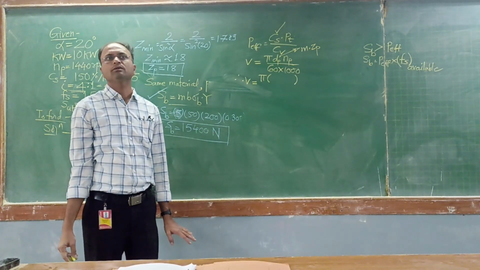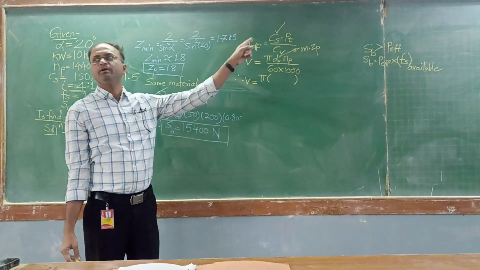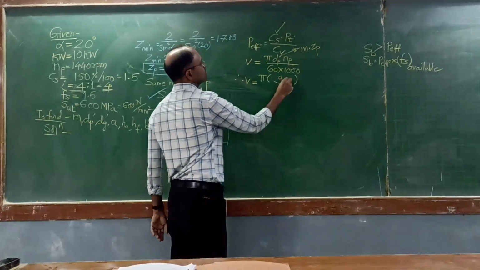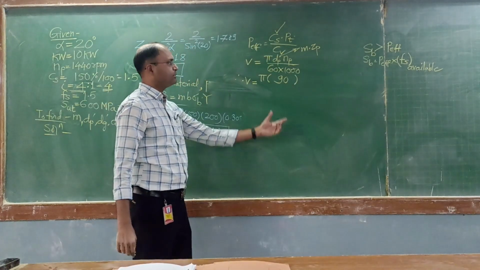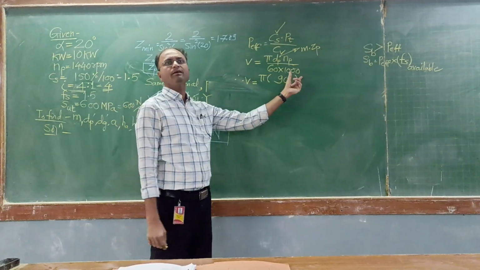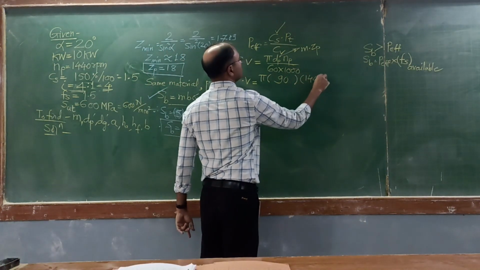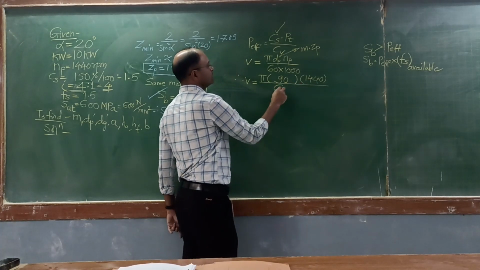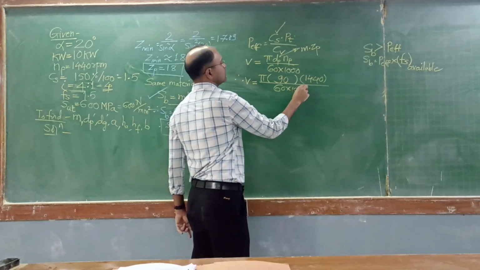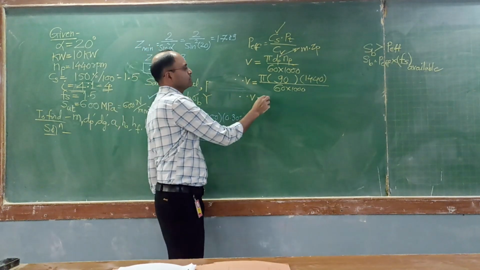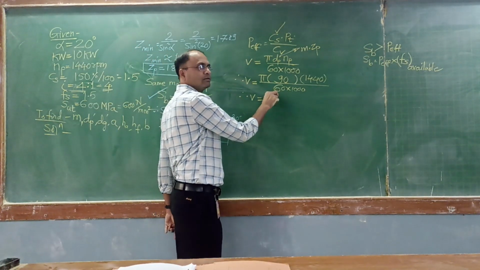Are you understanding or not? Module is 5, ZP is 18, so 18 into 5. This is dP. Then V is equal to pi dP NP, 1440, divided by 60,000. V is equal to 6.75.